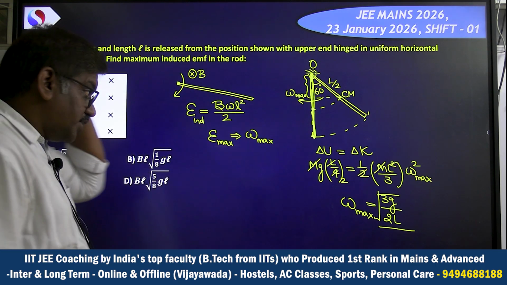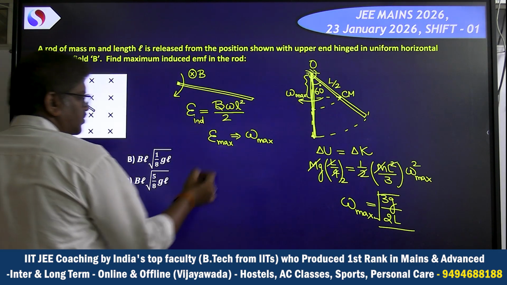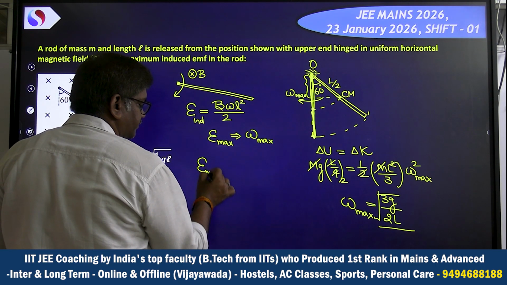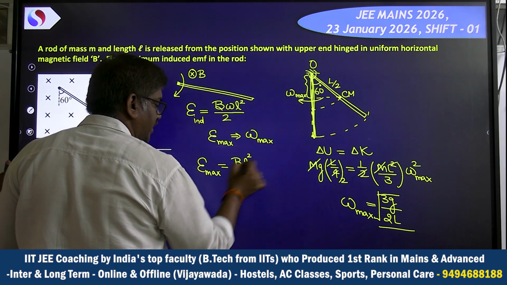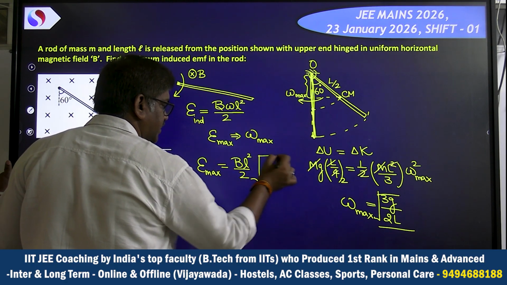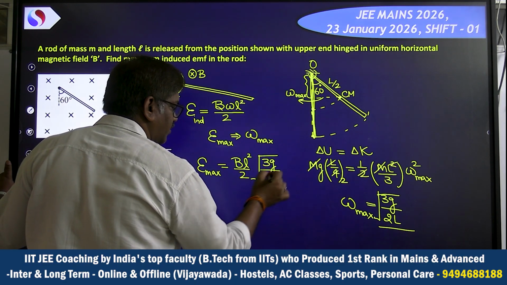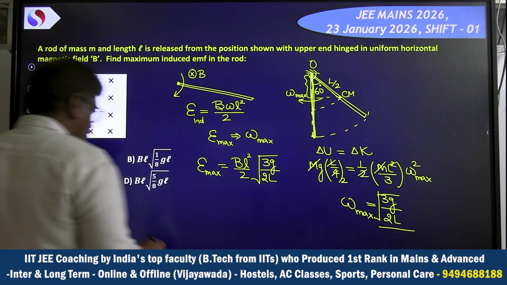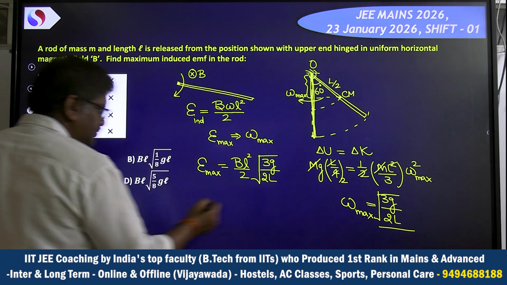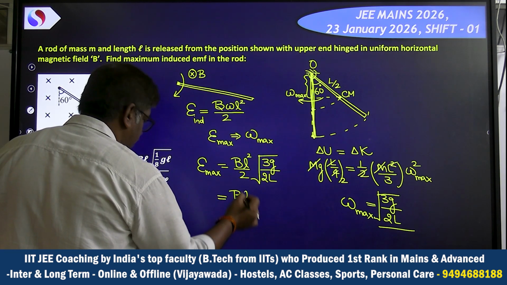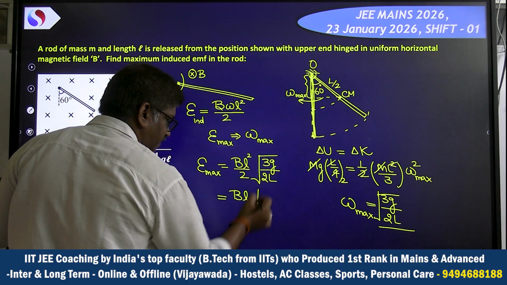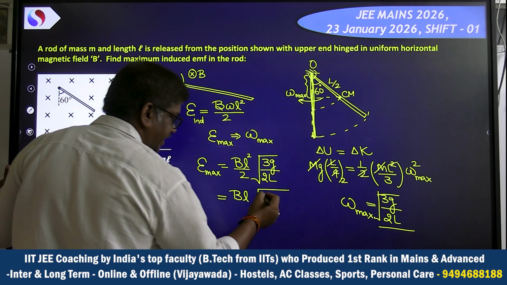Okay, under root of 3g by 2l. Now substitute here. For getting this E max, the maximum induced EMF, we are saying B into L square by 2 into omega. Omega is root 3g by 2l. So let's convert it into this form. B into L is outside, so I am taking this L by 2 inside.